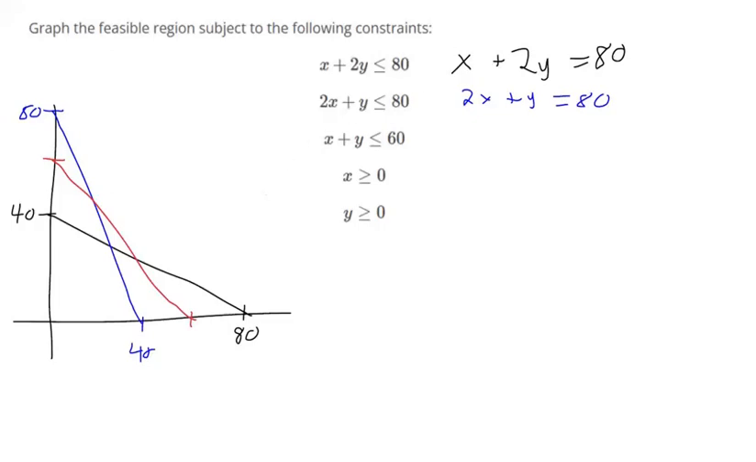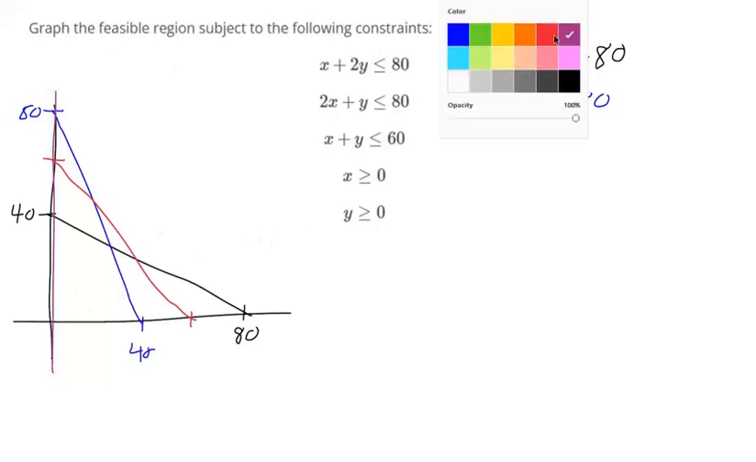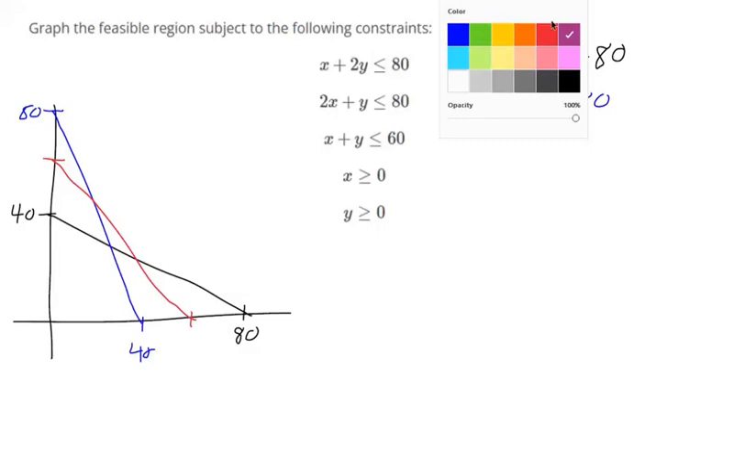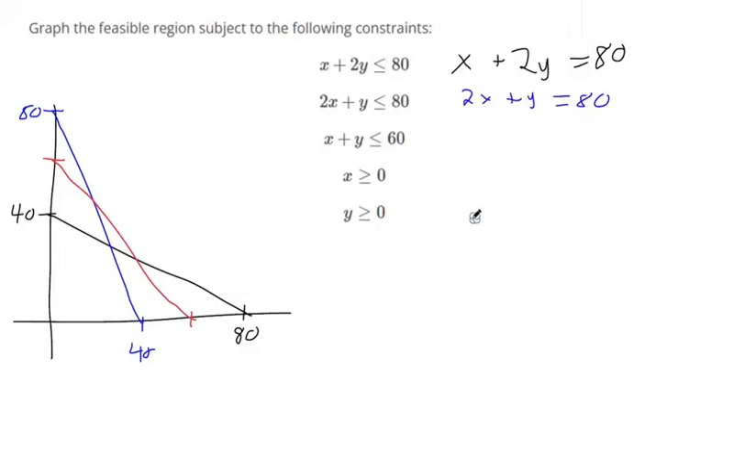Okay, and then it says x is greater than or equal to 0, so you could draw that if you want, but here's where x is 0. This is the line of x equals 0, the y-axis. And then y equals 0, that's going to be the x-axis, so I don't think we need to necessarily draw those. Okay, so the feasible region is a region where all three of these inequalities are true.